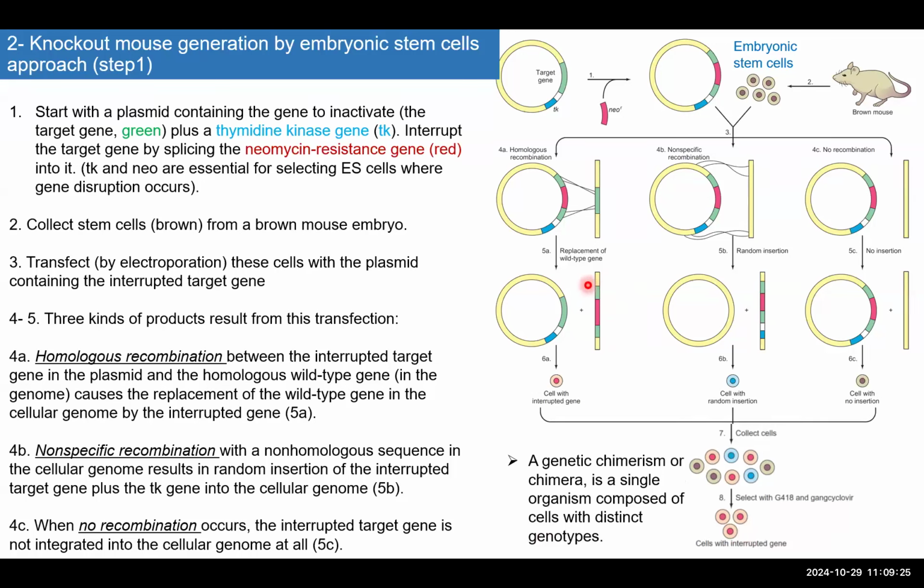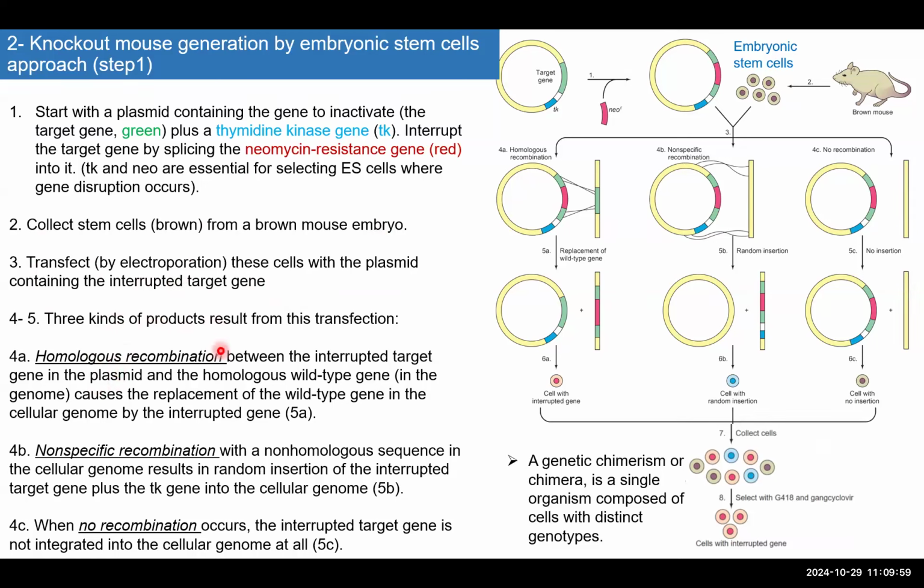So all this, what I'm saying right now, is written extensively in the text here. So we said, first we collect the stem cells. First, let me start from the beginning. So we have in our vector the thymidine kinase gene and the neomycin cassette gene, and the homology arms. First, we will take the embryonic stem cells. We will transfect our vector there, and then we will have 3 different products.